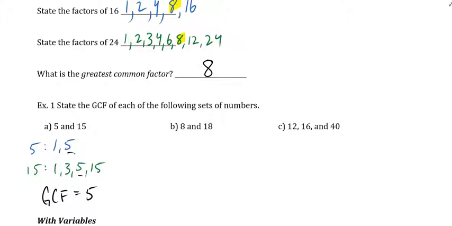Oh, so this first one is an example where one of the numbers is the GCF. And in fact, there's a shortcut. You can ask yourself, does 5 go into 15? Yes. Then it's the greatest common factor, because nothing bigger than 5 will ever go into 5. So if one of the numbers goes into the other, then it's the GCF. But you notice 8 does not go into 18. So now you have to go hunting.